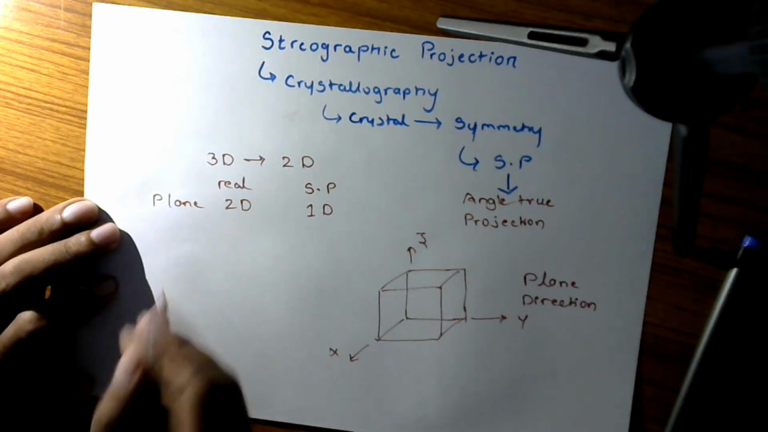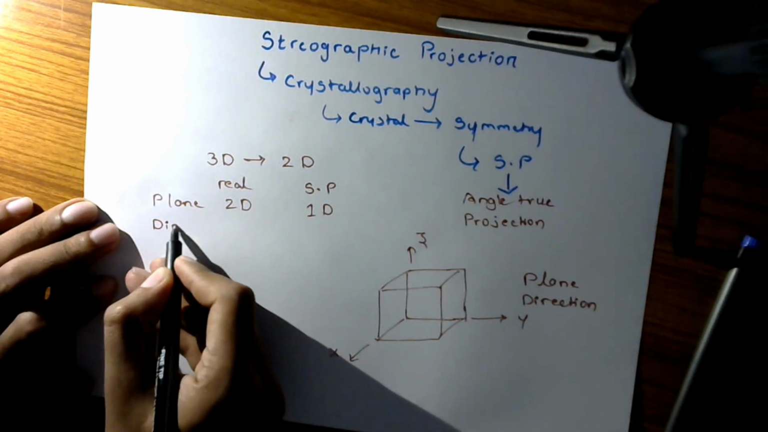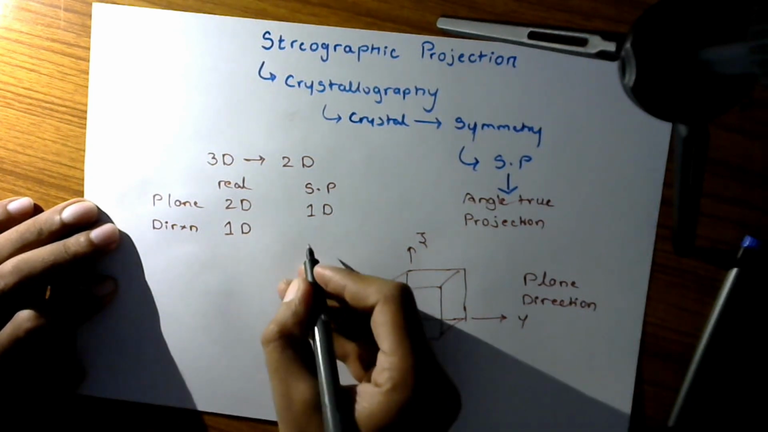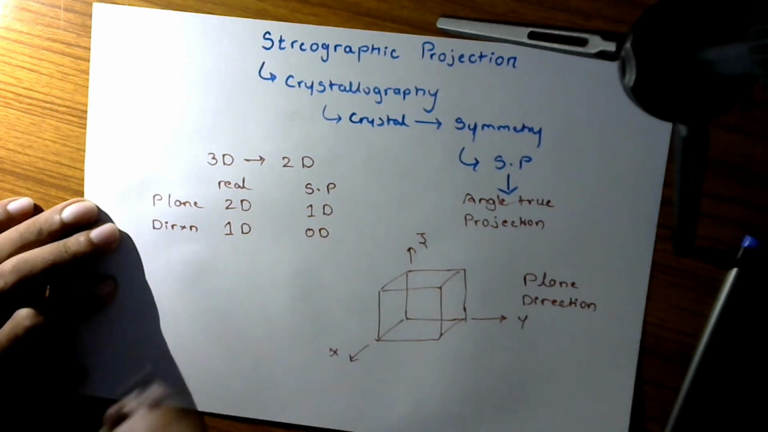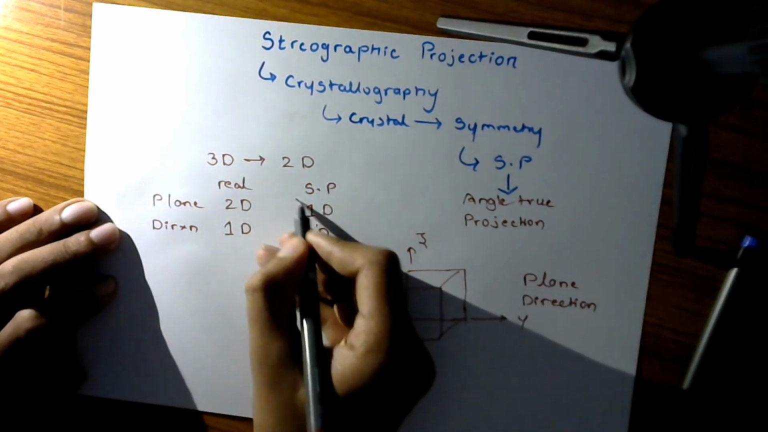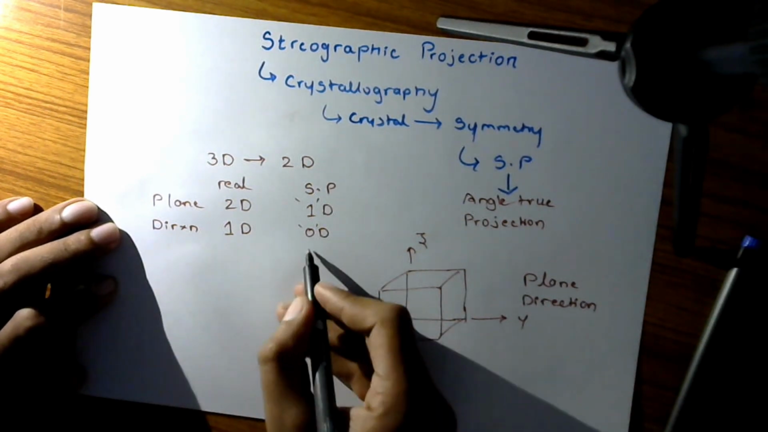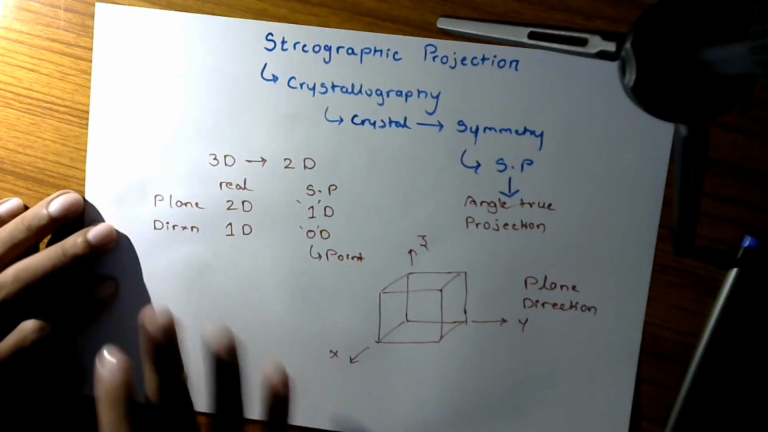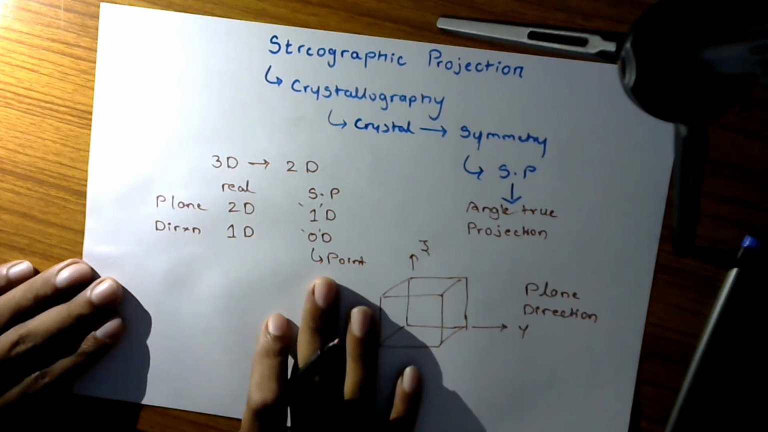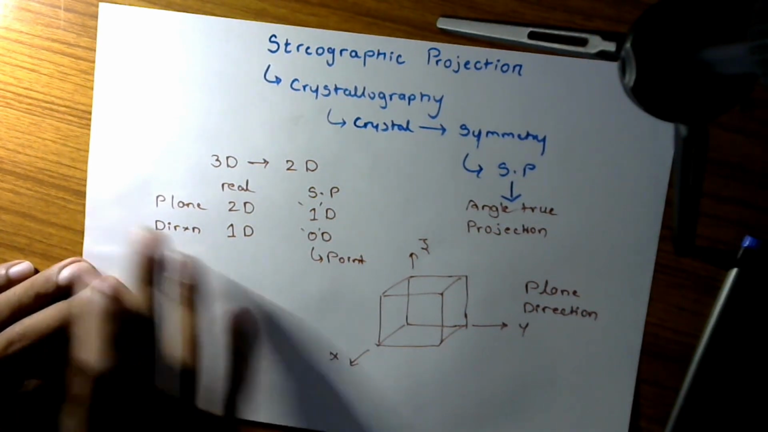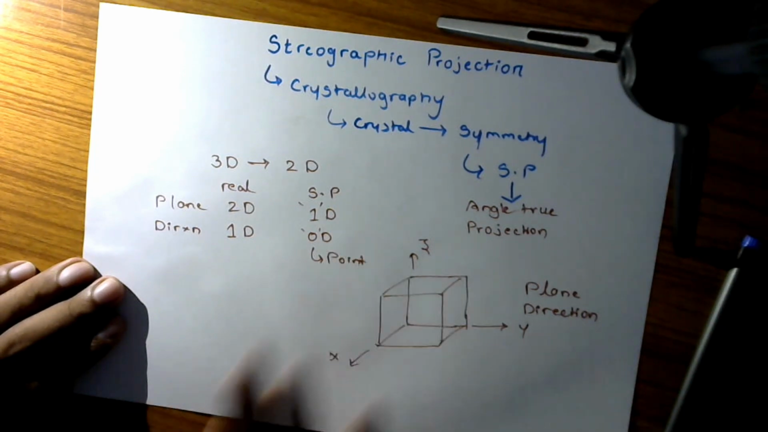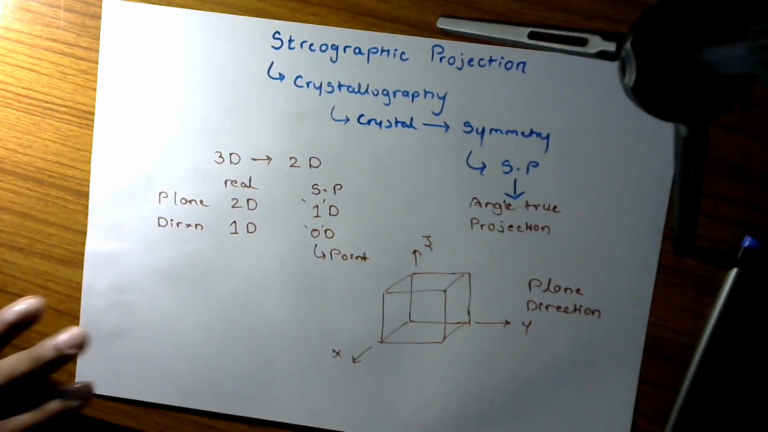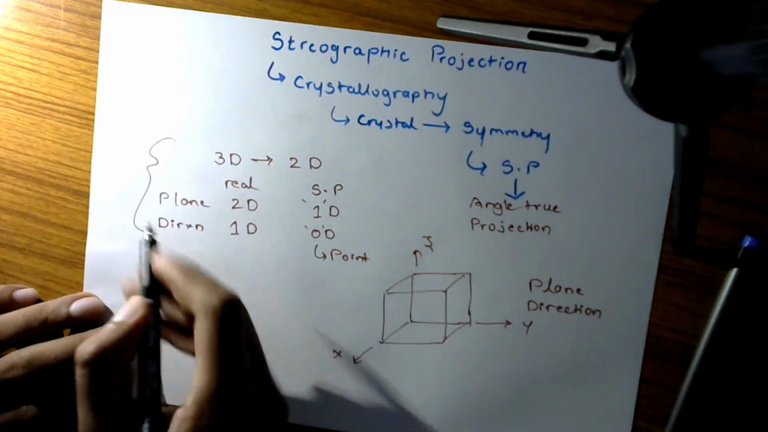What about the directions? A direction is one dimension itself, and it will convert to zero dimension. Zero dimension is nothing but a point. So the projection of a direction will be a point, and the projection of a plane will be a one-dimensional curve. Okay, so this was some basic aspect from the point of view of projection.